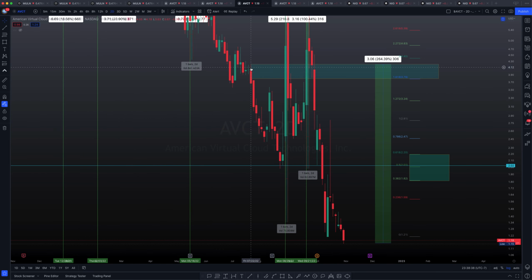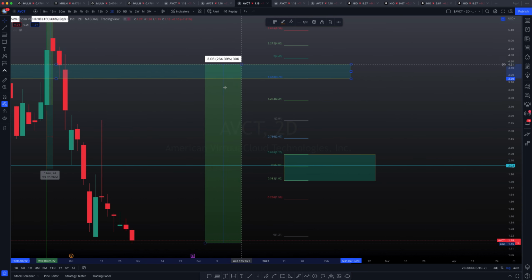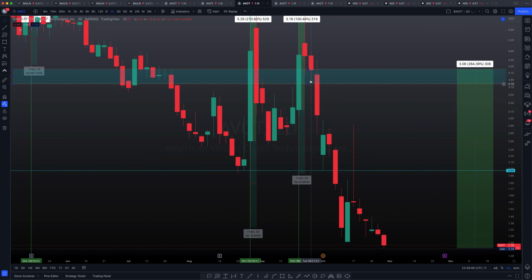We can actually zoom out, and you can see just how relevant this area is. We've used this. You can see that. Let's just zoom in some more. You can see this candle touching right at the bottom there. You can see we use this as support right here. This was a huge resistance right here.